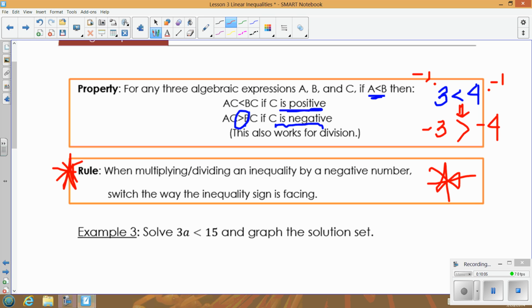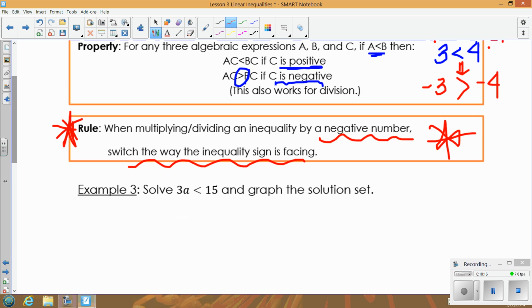Whenever you are multiplying or dividing an inequality by a negative, you have to flip the sign. So you have to flip the sign whenever you multiply or divide by a negative. Dividing by a negative is the same thing as multiplying by a reciprocal, so it's the same rule for both.